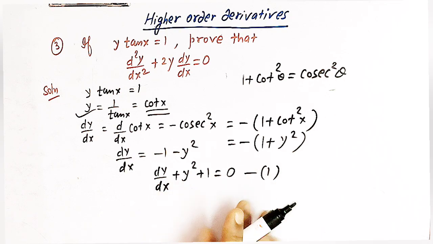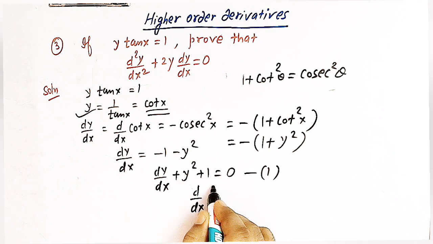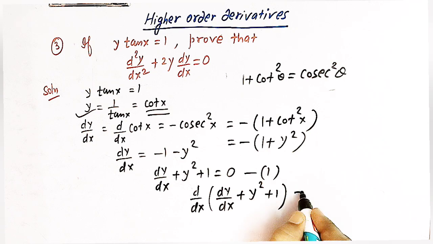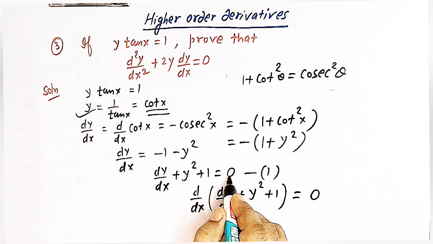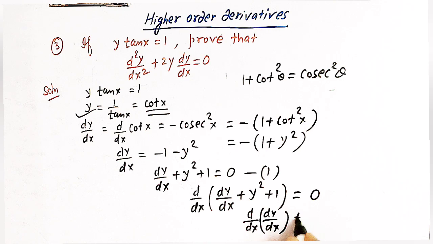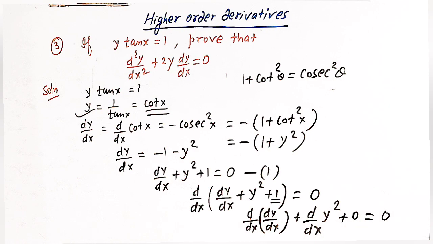So now differentiating both sides with respect to x, we can now write d by dx of dy over dx plus y square plus 1 is equal to 0, because the derivative of 0 is 0. So now differentiating term by term, the first one is d by dx of dy over dx, and then we have d by dx of y square, and here the derivative of 1 with respect to x is 0, because 1 is a constant and the derivative of a constant is 0.